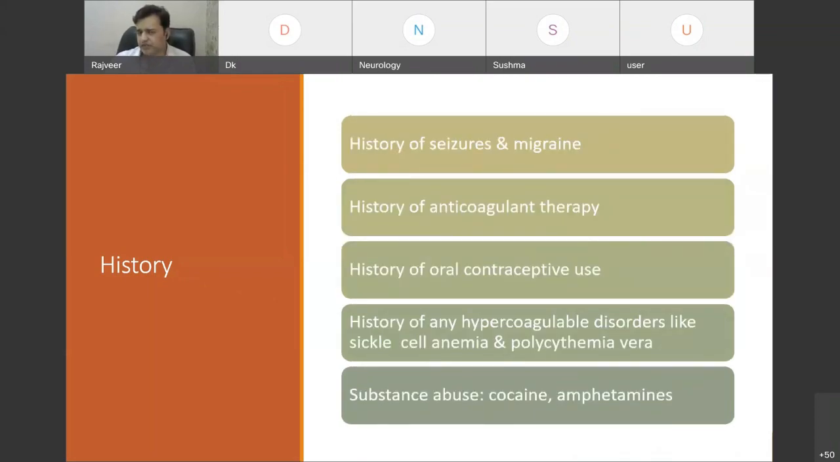As I told you, these are common differentials. History of anticoagulation therapy and monitoring of INR. Whether there is any history of other drugs like oral contraceptive drugs, or history of hypercoagulable disorder like sickle cell anemia or polycythemia vera, or substance abuse like cocaine or amphetamine.